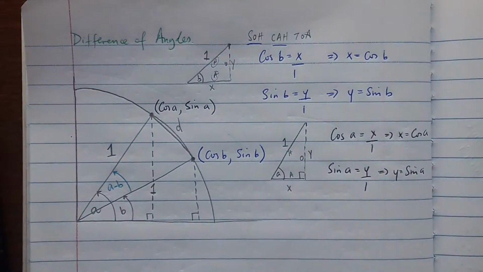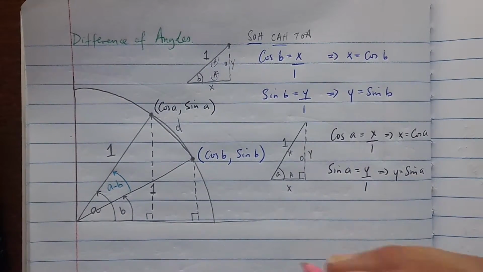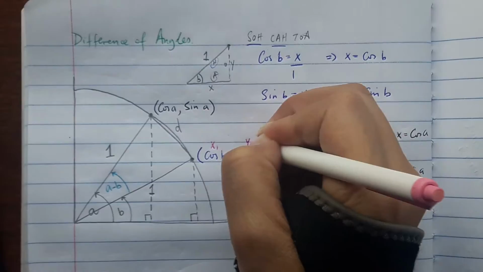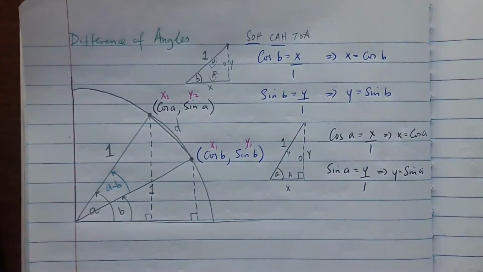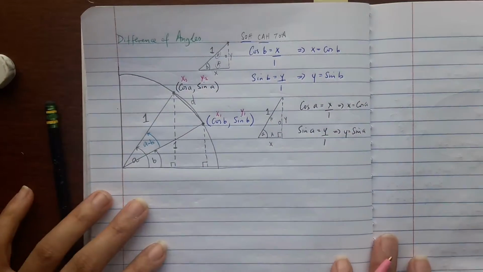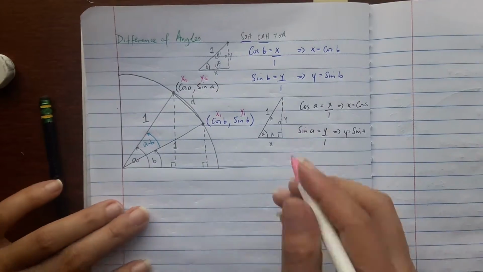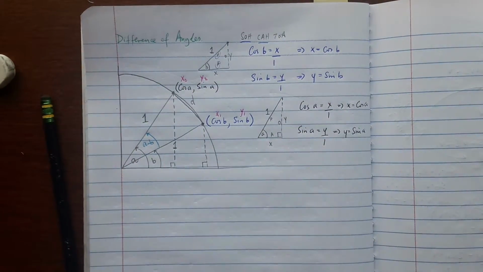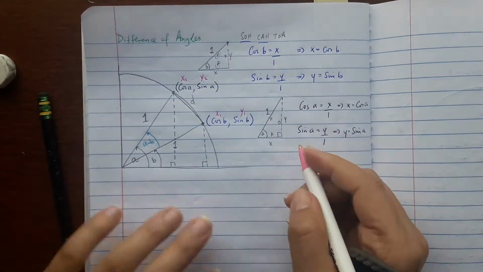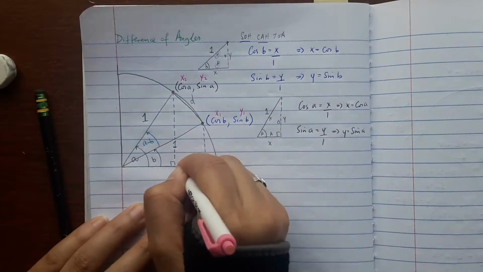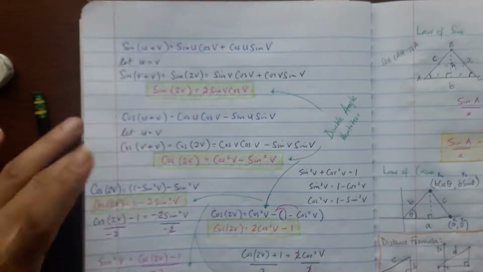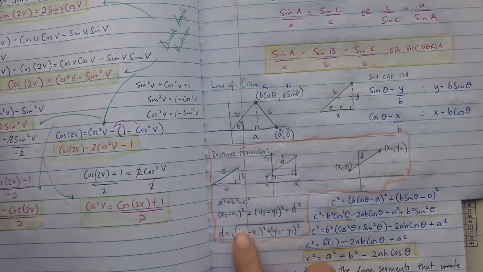And now what we're going to do is find the distance between those 2 points, D. So to find the distance, you need to label x1, y1, x2, y2. And we know from before the distance formula says you're just going to take the difference of those. So d squared is equal to x2 minus x1, which in this case is cosine A minus cosine B, squared.